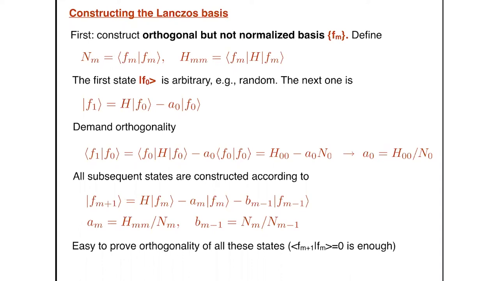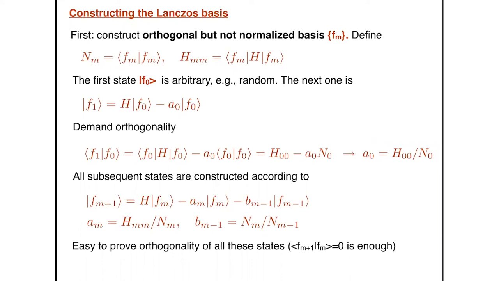Okay, so this is actually very easy to prove, but let me not do it. It's sort of a recursive proof. If you say, okay, you have done it up to some m, assuming that all of them are orthogonal to each other up to some m, and by very simple construction it was true for F0 and F1, and then just based on those recursively you can say, okay, F(m+1), you just do it like that, and you can easily see that it's orthogonal to all the previous ones.